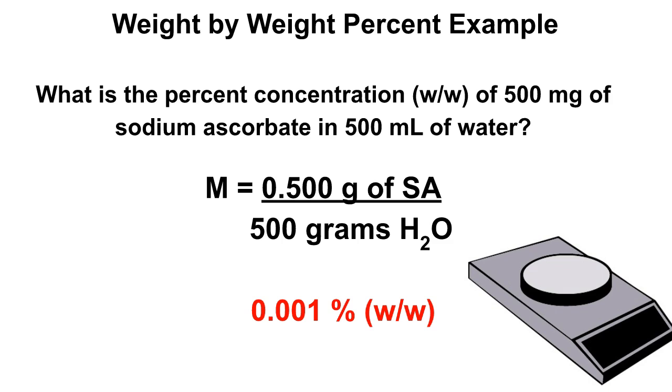And then the 500 milliliters of water, I'm making a general assumption and conversion of the 500 milliliters of water into 500 grams of water. And that's just based on the density of water around room temperature being approximately 1 gram per milliliter. So you go ahead and look at this, and the concentration here would be 0.001% weight by weight.